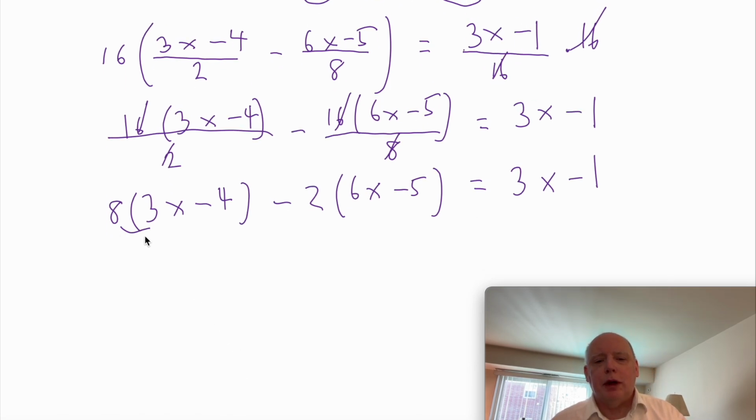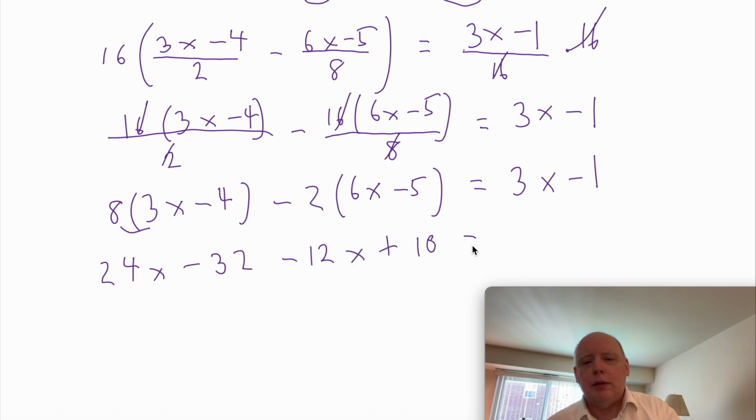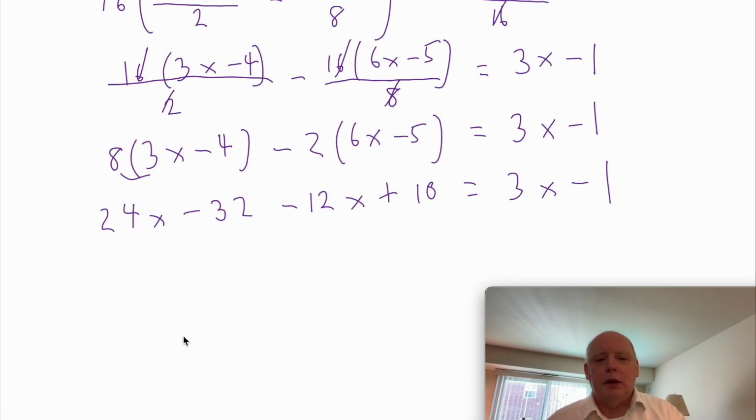Now we use the distributive law. So 8 times 3x is 24x. 8 times 4 is 32. We have a negative here, so this is negative 2 times 6 is negative 12x. Negative 2 times negative 5 is plus 10. And we have 3x minus 1. And so now let's combine like terms on the left. So 24x minus 12x would give us 12x. And minus 32 plus 10 would give us minus 22.